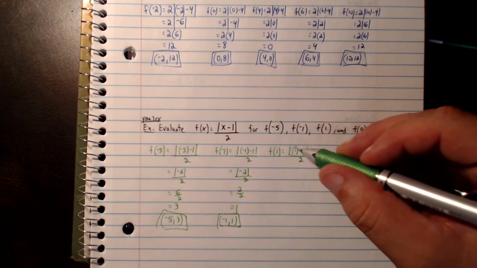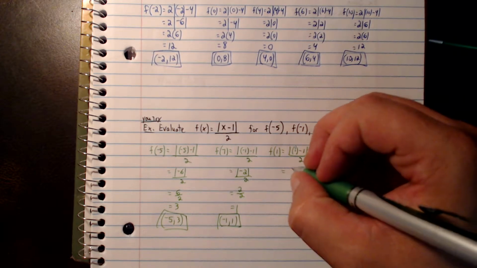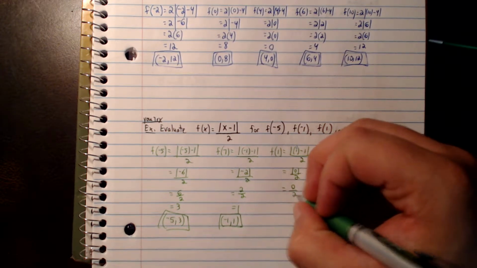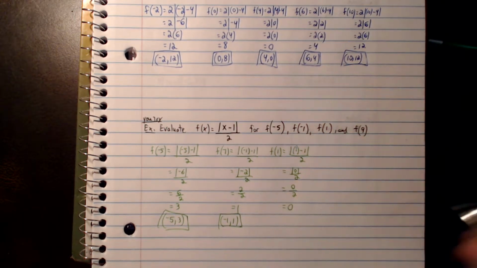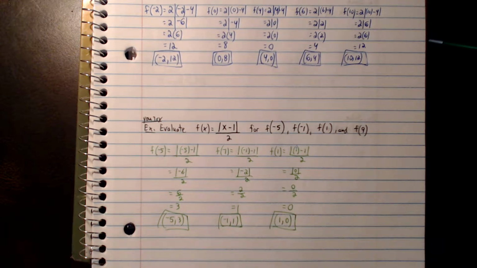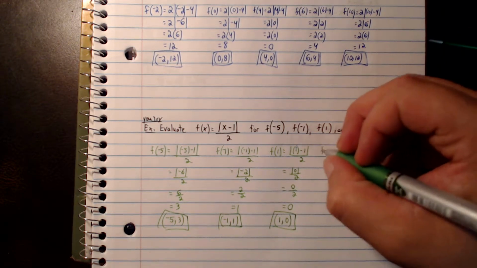If I evaluate 1, 1 minus 1 is 0. Absolute value of 0 is 0. 0 over 2 is 0. So if we plug in 1, we get out 0. And finally, f of 9.